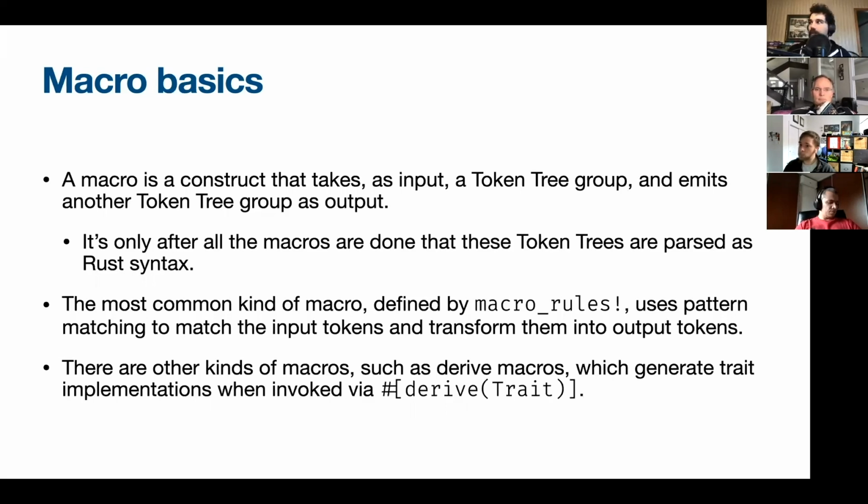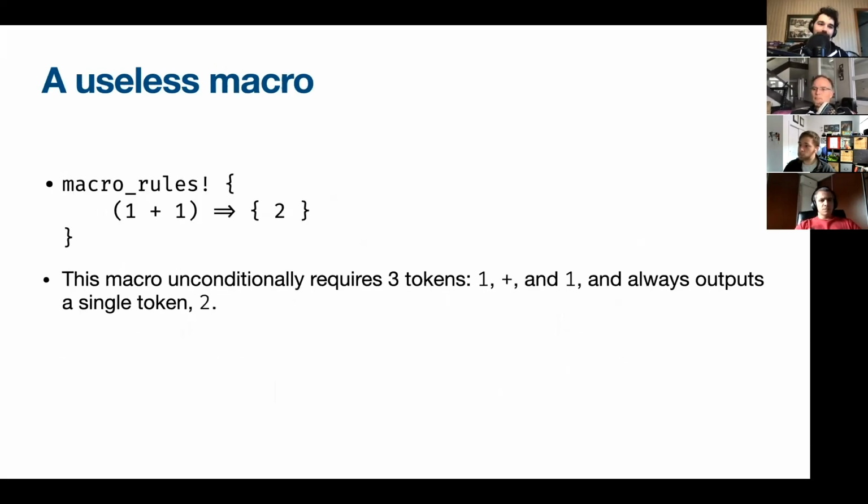All right, so let's look at a basic macro. This is a useless macro called 1+1. All it does is take precisely three tokens, one a literal, a punctuation, and another literal, and spits out a new token called 2. And that's all it does.